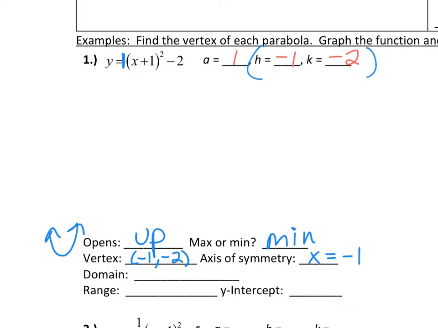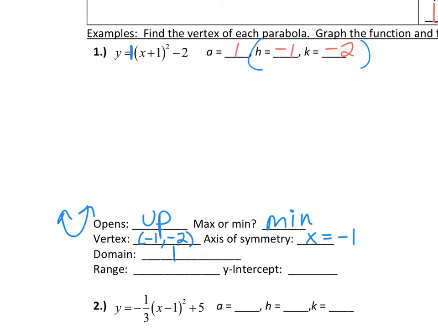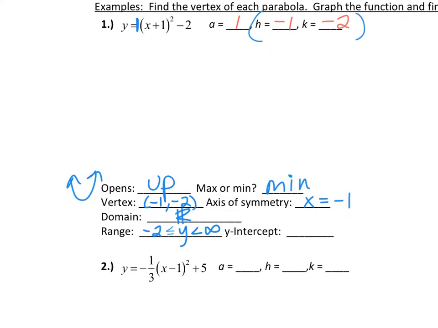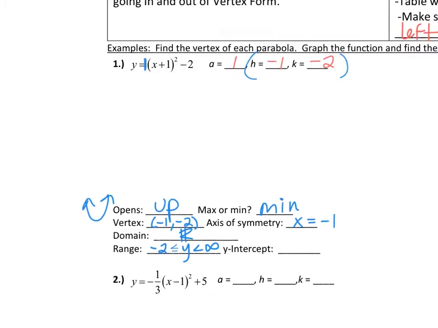Domain, what do you think it's going to be, guys? Yep. And we can do the range without even graphing it as well. It goes from, so the vertex is a minimum. So it started at negative 2. Less than or equal to y. Less than or equal to, no, not less than or equal to. Less than infinity. My bad. So that looks really bad. I'm going to change that. Less than or equal to y, less than infinity. The y-intercept, we are going to have to solve for. So we've done everything we can.